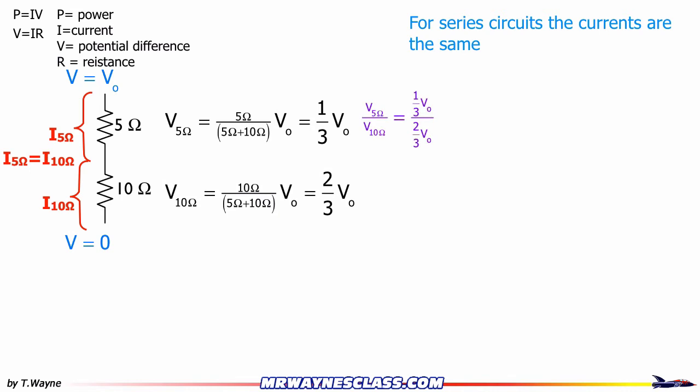So if I'm able to compare them to the original energy, now compare them to each other, I can just take 1/3 divided by 2/3. The V0s go away. So if I look at the ratio now, the energy of the 5 ohm divided by the energy of the 10 ohm is 1/2. And moving my numbers around, I can see that the 5 ohm resistor has twice the energy of the 10 ohm resistor.